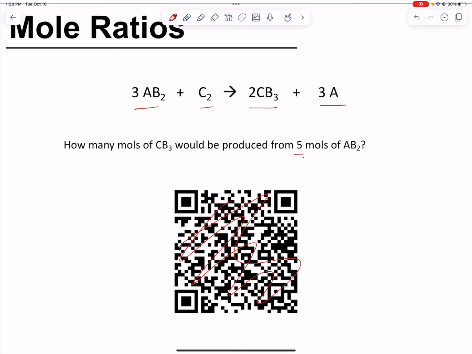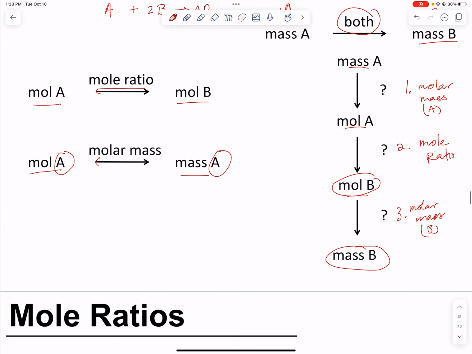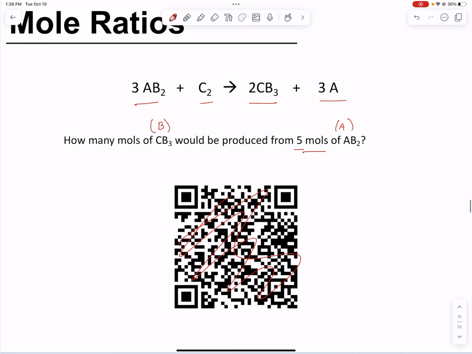So again, we're given moles of substance. We could call this substance A, and we're asked to calculate how many moles of substance B. So according to our chart, we want to use the mole ratio between these two. So we're going to start with 5 moles of AB2. And I'm going to set up a T-chart, and right here is where we want to plug in a mole ratio. We want to cancel moles of AB2, and we want to convert to moles of CB3.